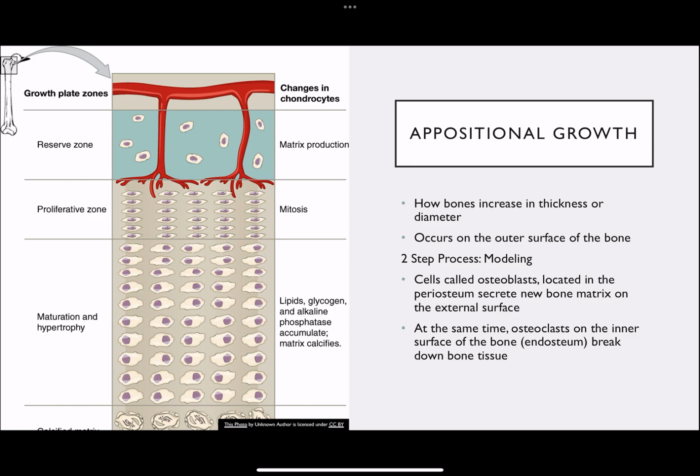At the same time, osteoclasts on the inner surface of the bone, the endosteum, break down bone tissue. This widens the medullary cavity, the hollow space inside the bone, preventing the bone from becoming too dense and heavy as it increases in diameter.